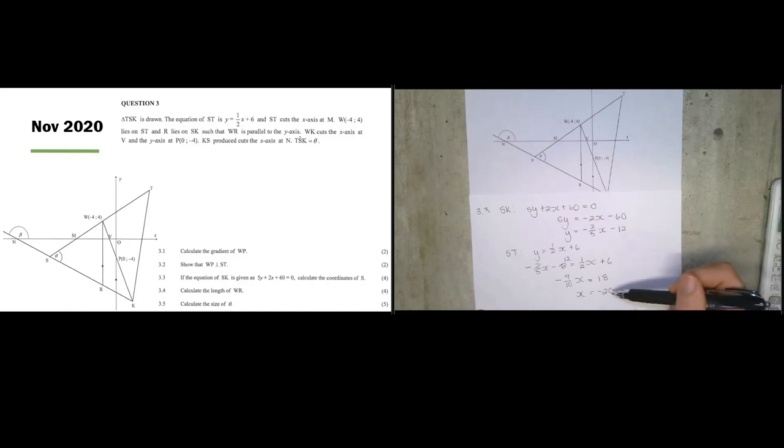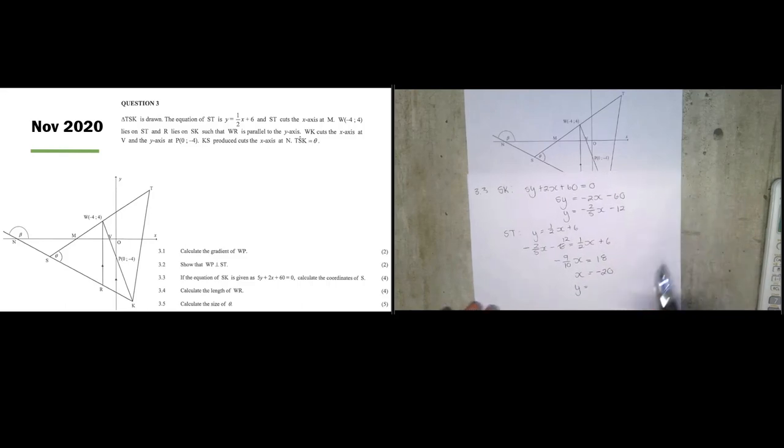To determine the y, I can substitute it either into the equation of SK or ST. That is my choice. So I'm going to go y equals, I'm going to use the equation they gave me just to be safe, a half times negative 20 plus 6, and y works out to be negative 4. So S is the coordinate negative 20, negative 4.